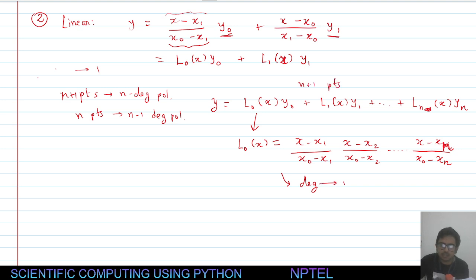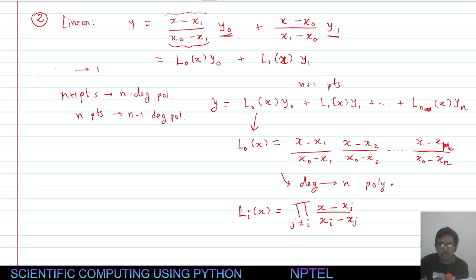So it will be a degree n polynomial. Similarly, we can write for any general i, Li of x will be x minus something, and then xi minus something. Now this something has to be, say, xj, and that j has to be different from i, and then we multiply all these terms. So the product over j not equal to i of x minus xj divided by xi minus xj.